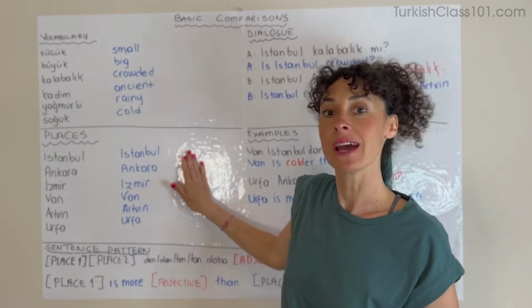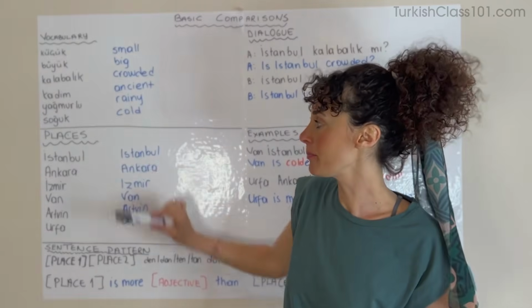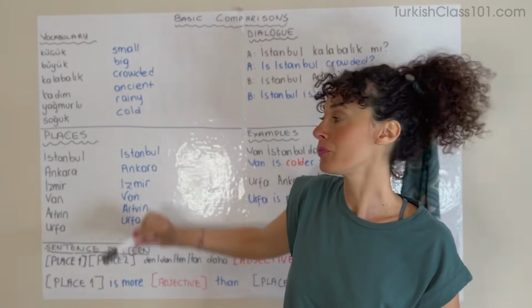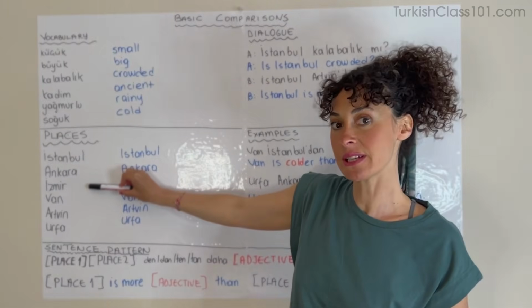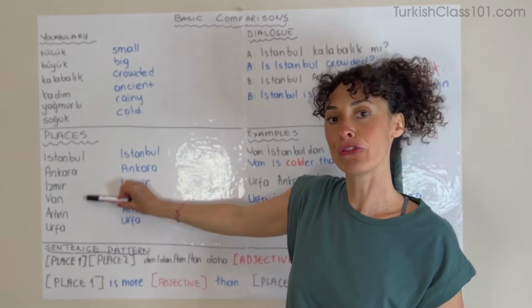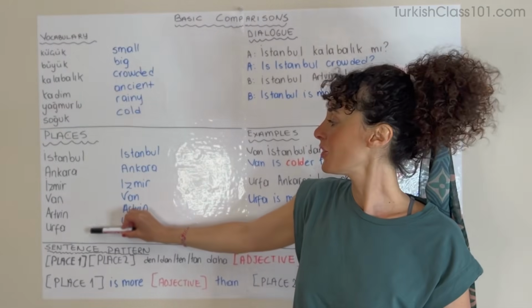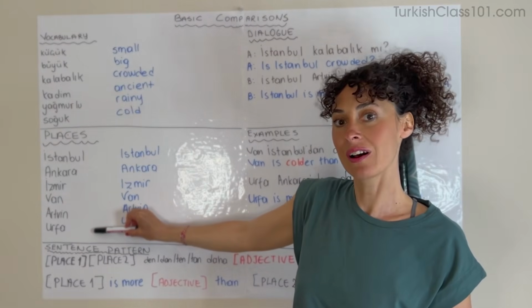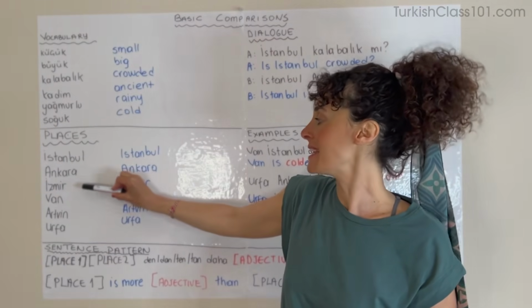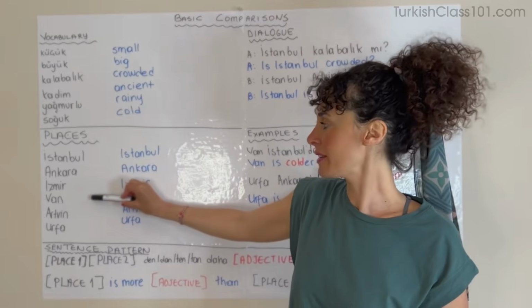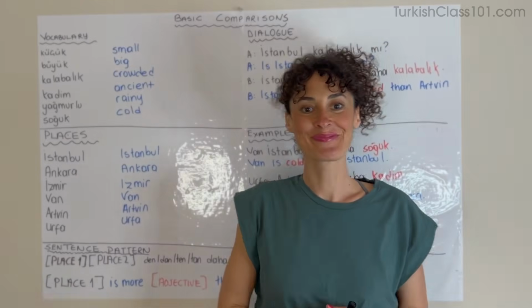And we have our Turkish city names here. Let's go over them. İstanbul, Ankara, İzmir, Van, Artvin, Urfa. İstanbul, Ankara, İzmir, Van, Artvin, Urfa. Okay?